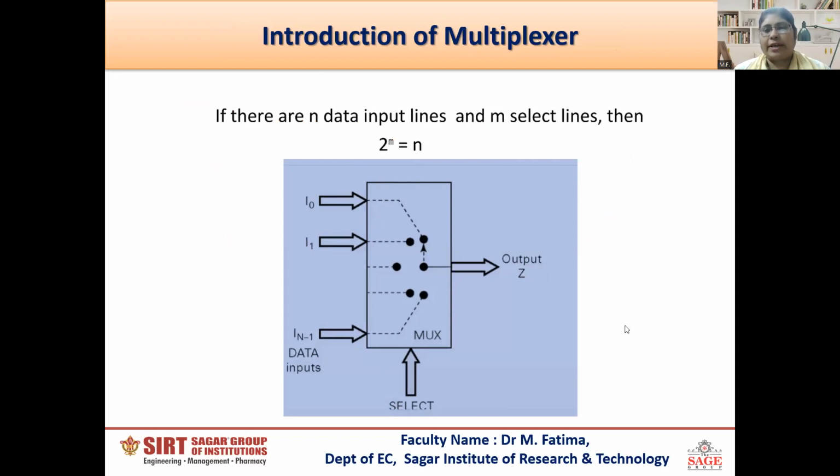This is a functional diagram of the multiplexer, where it is showing the inputs, this is the select lines, and this is the output. Output is denoted by Z, inputs are denoted by I0, I1, and so on. Select lines are denoted by S0, S1, S2. So if M, that is select lines, is equal to 3, then 8 inputs can be connected to this multiplexer. So 8 input lines will be routed to the single destination output.